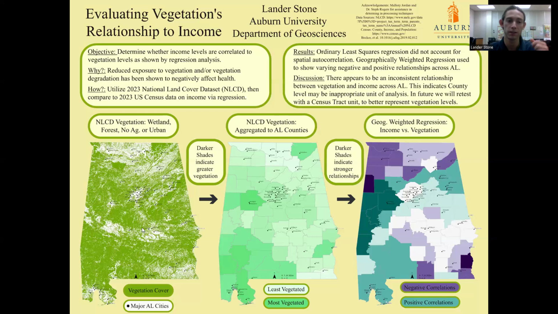And what we find is that in a lot of ways, this map makes a lot of sense. Here we have the Birmingham area, over here, Auburn and Opelika. Down here we see Mobile. And in each of these areas that have a lot of development, we see a lack of vegetation, just as one might expect. But because I'm trying to compare this at the county level, I aggregated vegetation to Alabama counties.